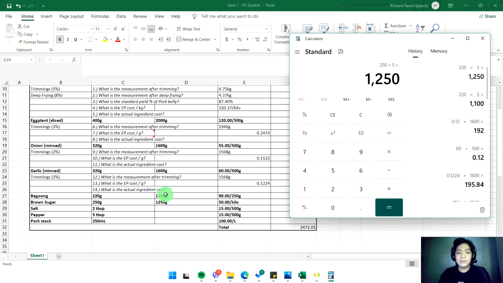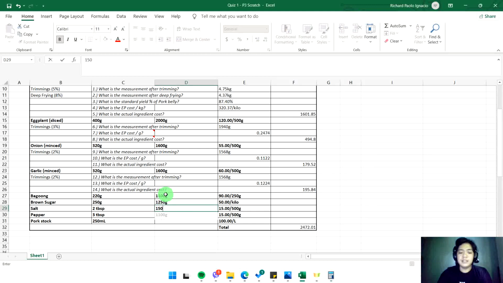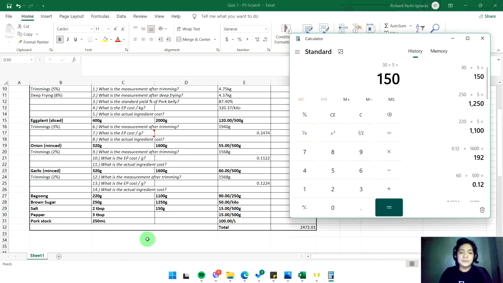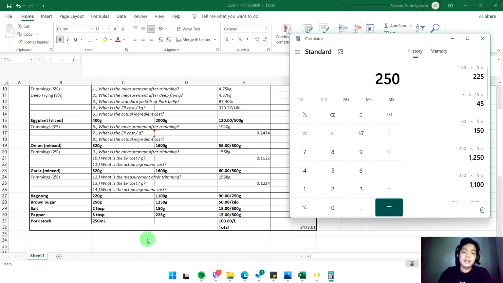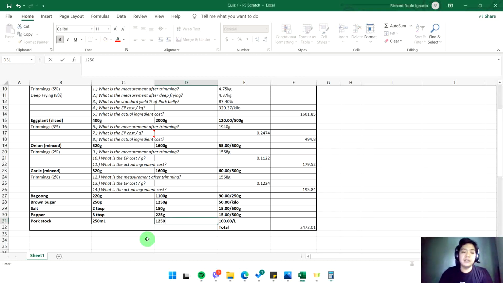Again, 1 tablespoon is equal to 15 grams. So 2 tablespoons is 30 grams. We have 30 times 5. We have 150 grams. And actually, ganoon lang din yun, no? 2 times 5 is 10. And 10 times 15 is 150. Next is 3 tablespoon. 3 tablespoon is equal to 45 grams. Kasi, di ba nga, no? 1 tablespoon is equal to 15 grams. So, sige, para mapadali, 3 times 15, 45 times 5, we have 225 grams. Next is 250 ml times 5, we have 1,250 ml.